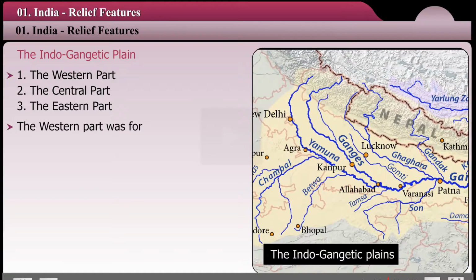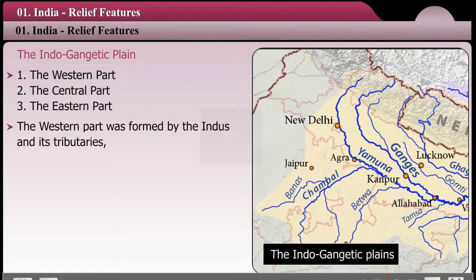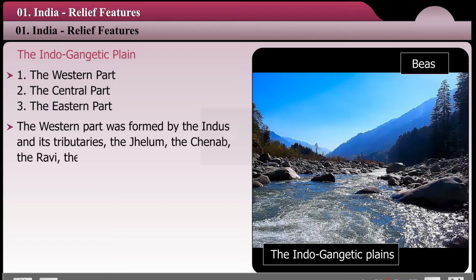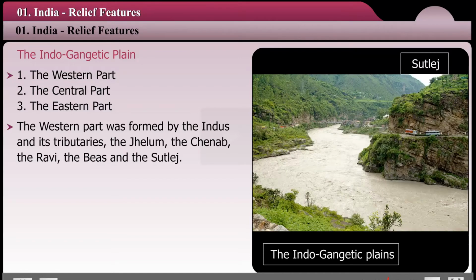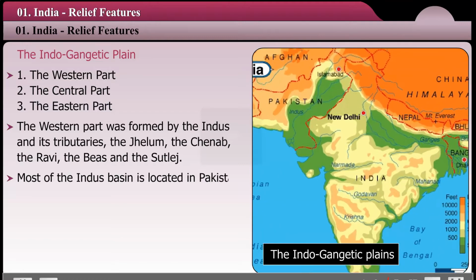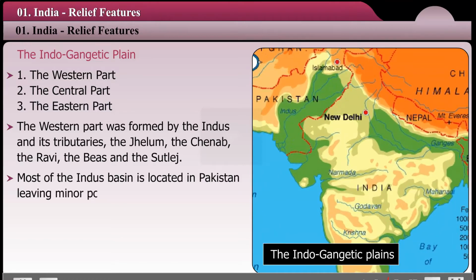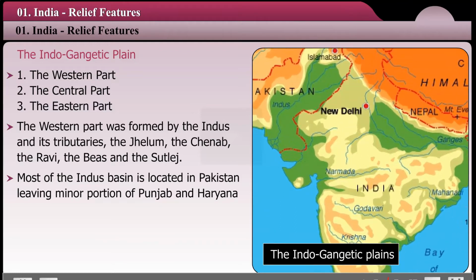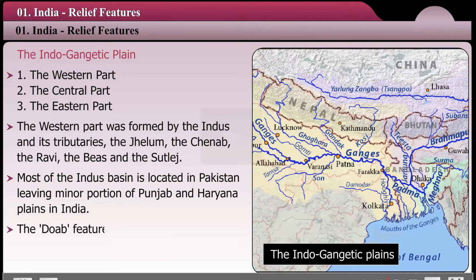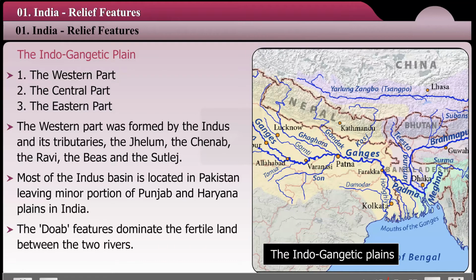The western part was formed by the Indus and its tributaries, the Jhelum, the Chenab, the Ravi, the Beas and the Sutlej. Most of the Indus basin is located in Pakistan, leaving a minor portion of Punjab and Haryana plains in India. The Doab features dominate the fertile land between the two rivers.